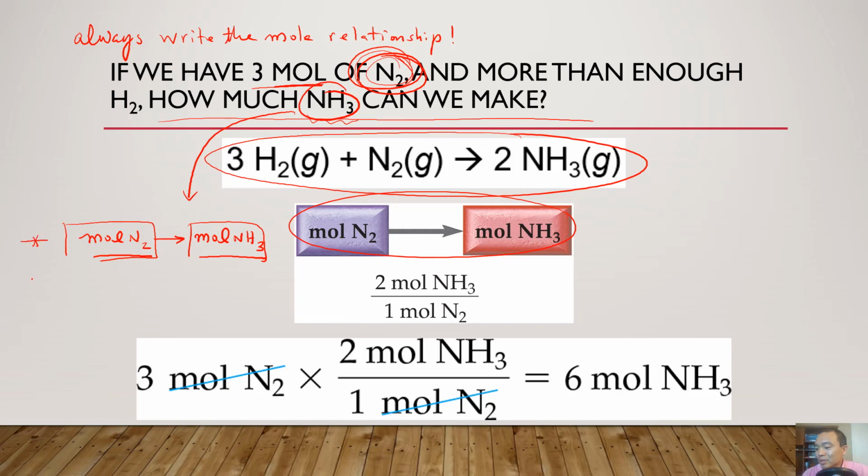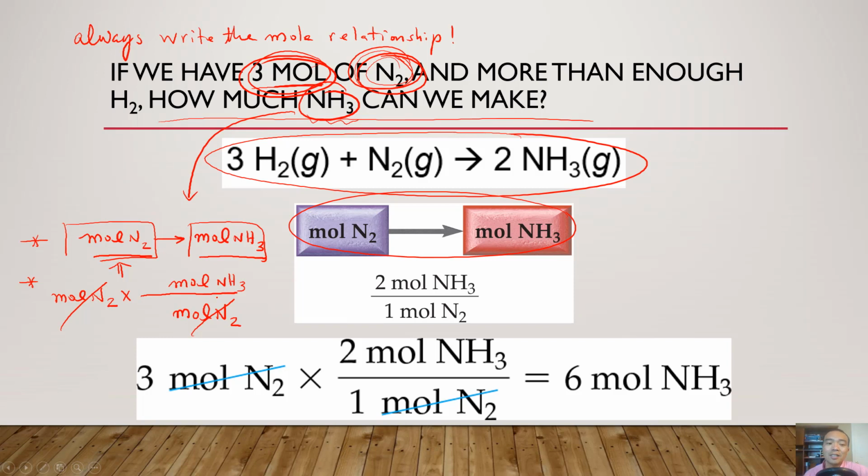The second step would be, what type of number are you really given? We are given moles, 3 moles to begin with. That means we are given moles of nitrogen to begin with. That's exactly where you start. So you want to convert it to moles of ammonia. So do remember, if you want to convert this unit to a different one, you have to cancel out the same unit. So you use the mole relationship to do that.